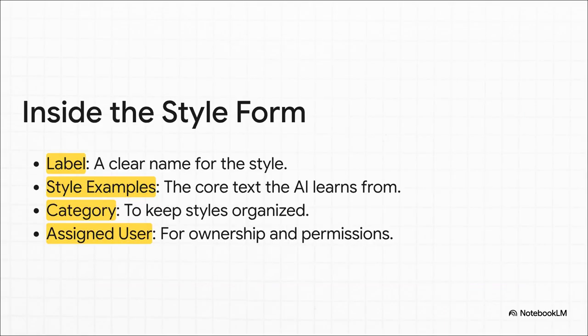So inside that form, you just have four main things to fill out. First, you give it a label so you can find it later. Easy. Then you paste in your style examples. This is the real heart of it. This is the text the AI studies. You can also toss it into a category to keep your dashboard nice and tidy. And finally, you assign it to a specific user to control who gets to use it. It's simple, but really effective.